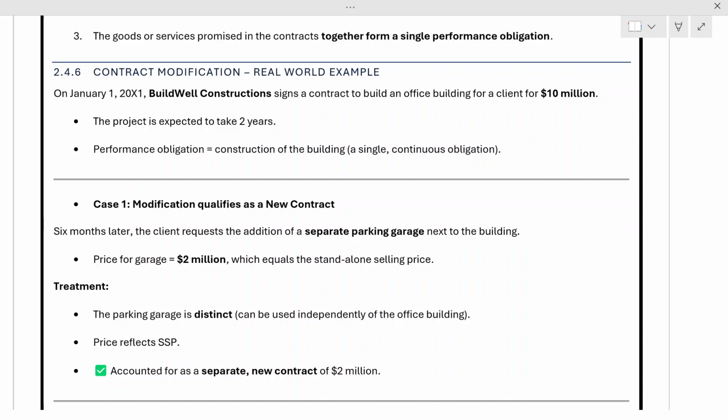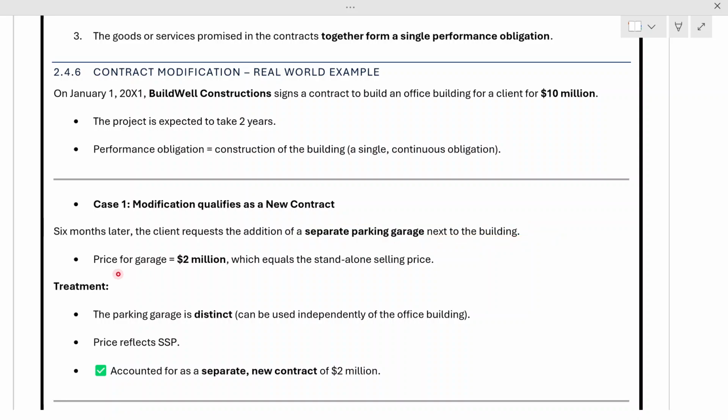Now let's see two different situations. The first situation is where the modification is qualified as a new contract. If changes are being made, will that be treated as a new contract or an extension of the current contract only? After 6 months, the client comes to the Buildwell construction company and says, okay, I need an additional separate parking garage next to the building.